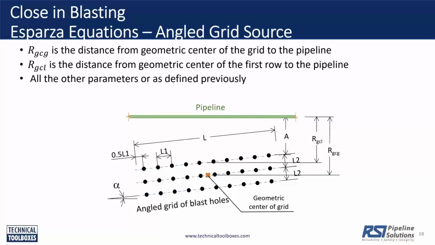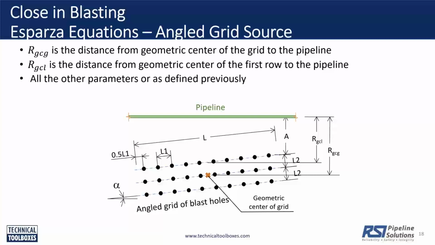Again, in technical toolboxes, there is a tool that you can use for this type of analysis as well. But if you like to do it manually, the equations to use are either the line source equation or the point source equation. So we don't have extra equations, even though the geometry is more complex here. Depending on the distance from the center of geometry of the grid to the pipeline, we either use the line source equation or we use the point source equation.